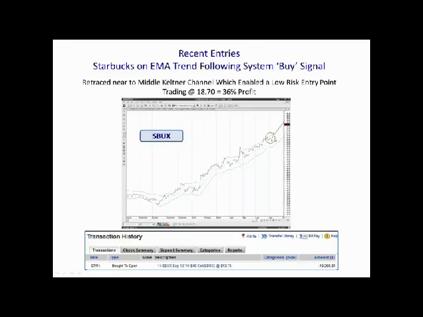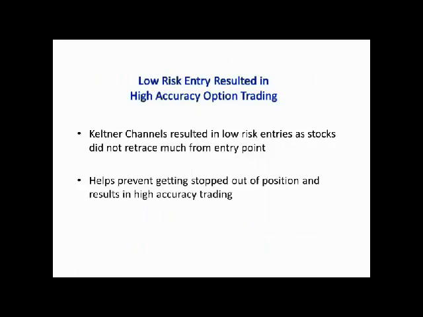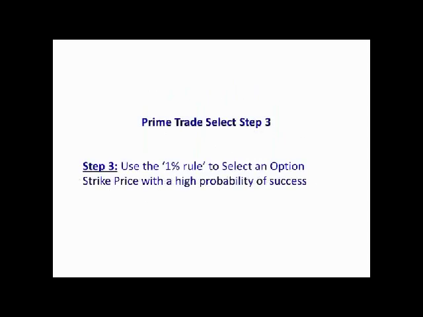So this is just another example of timing the entry, and then this trade worked out because the stock continued to rally after we purchased the call options. And when you do this, if you can get a low risk entry, then that helps you prevent being stopped out of the trade and results in higher accuracy trading. And once we decide that we're going to purchase a call option, we use what we call the 1% rule to select the option strike price.